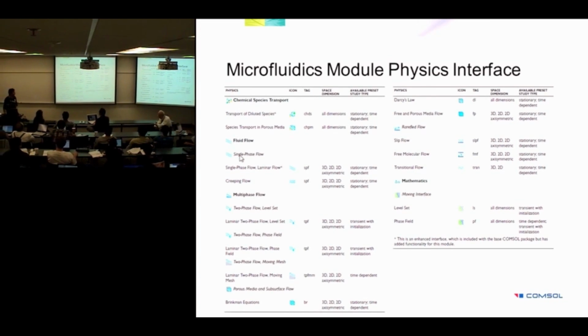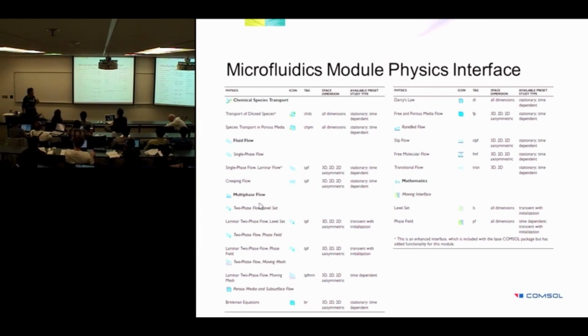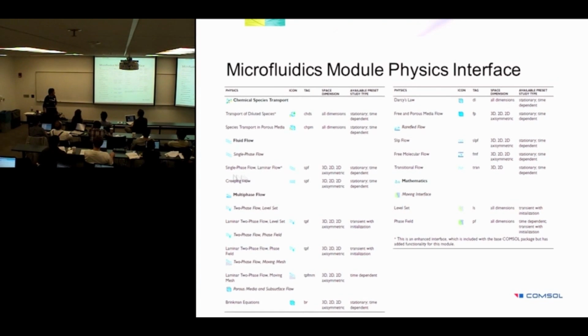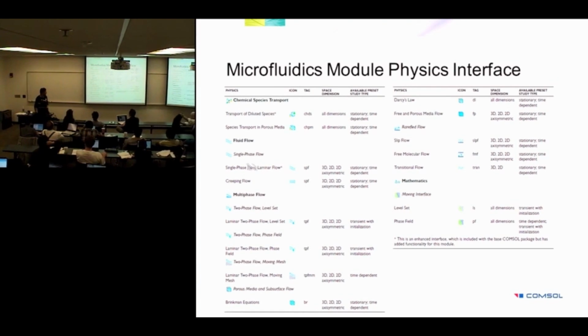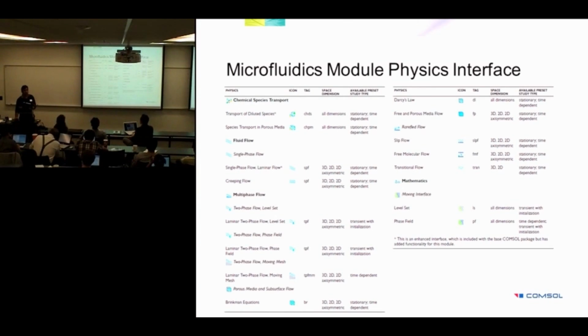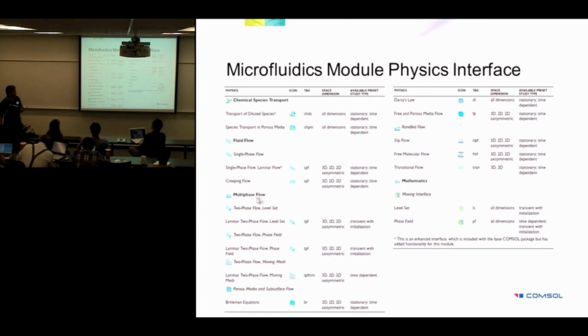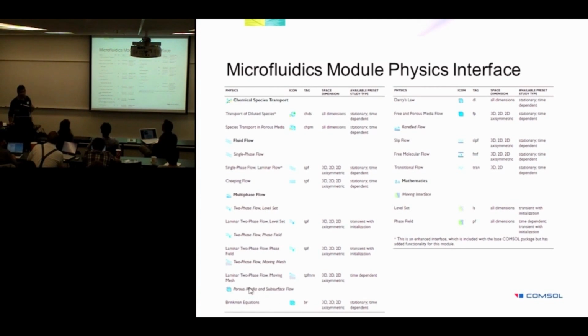Then for momentum transport, you could have single phase flows, or you could have a multi-phase flow problem. So it depends upon what area you are working with. You could have just creeping flow, or basically the Navier-Stokes equation for the fluid flow. For multi-phase flows, we can handle that using level set methods, or if you have some kind of droplets in your system, those can be handled with the level set and phase field methods, and also with the moving mesh. So these are the multi-phase features which are available within the microfluidics module. Then we have the Brinkman equation if you have more porous media, and Darcy's law if there are some porous regions. So this is what you get.